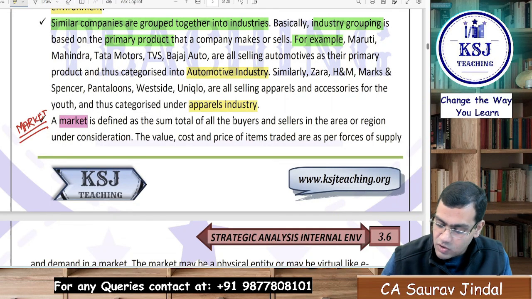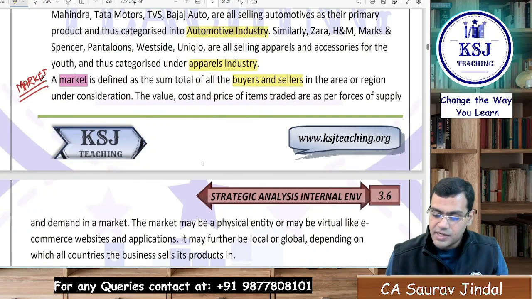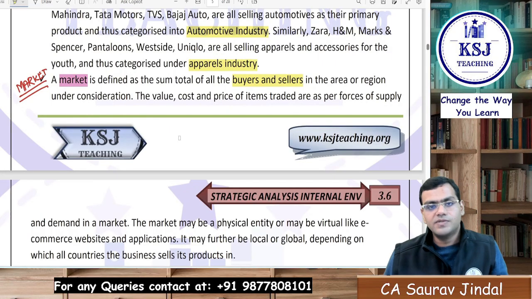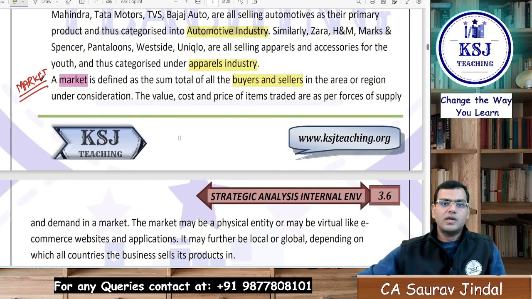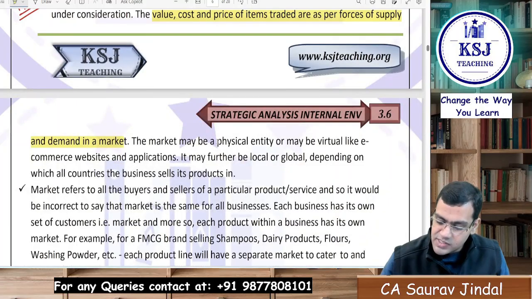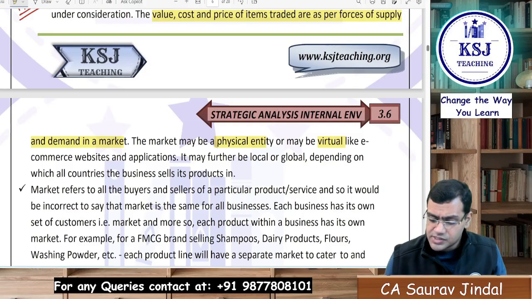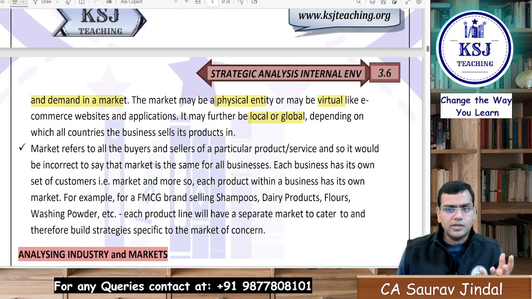the sum total of all the buyers and sellers in the area or region under consideration. The value, cost and the price of items traded are as per the forces of supply and demand in the market. So everything is going to get decided: what price you can charge from the market is dependent upon the demand and supply in the market. So market may be a physical entity or it may be a virtual place. As we have already discussed, it may further be local or global, depending upon which all countries the business sells its products.